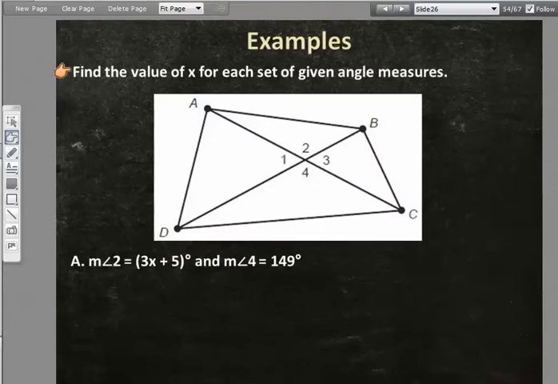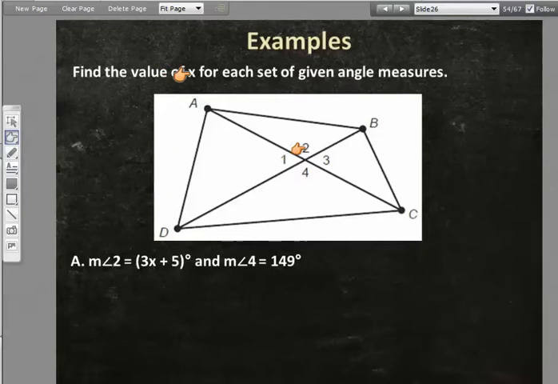This example says find the value of x for each set of given angle measures. Part A says the measure of angle 2 equals the expression 3x plus 5, and the measure of angle 4 equals 149 degrees. Now, angle 2 and 4, obviously vertical angles, so we know they're going to be congruent. The measures are going to equal each other. So if angle 4 is 149, that means angle 2 is 149.